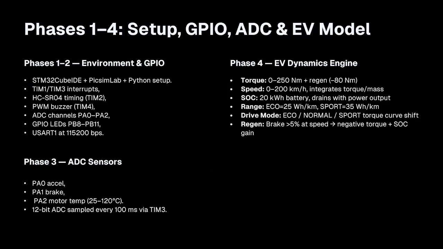From phases 1 to 4, the first phase involved setting up the complete development environment. STM32CubeIDE was used for firmware development. PixSimLab simulated the hardware, and Python handled visualization. Multiple timers were configured for different purposes. Timer 3 is used for periodic interrupts for sensor sampling. Timer 2 is used for the ultrasonic sensors. Timer 4 generated pulse width modulation for the buzzer. Then we use USART1 for the UART communication at 115200 baud rate.